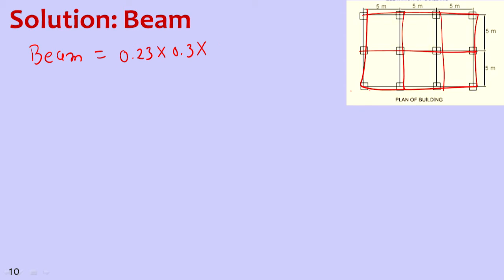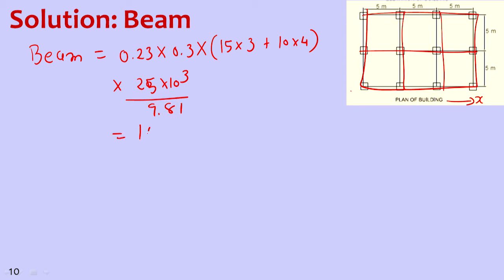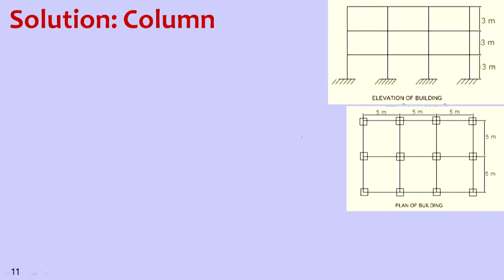So first of all, this 15 meter is the length in x direction. So 15 into 3 plus 10 into 4 is the length. This product will give us the volume, multiply by 25 into 10 raised to 3 divided by 9.81. So this will give us 14,946.48 kg as the mass of a beam.